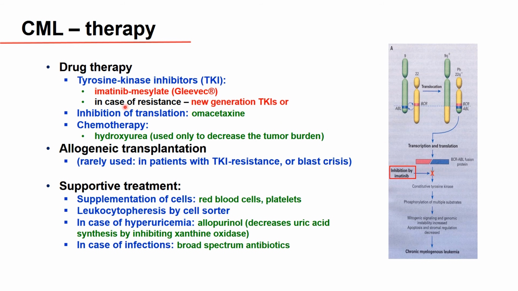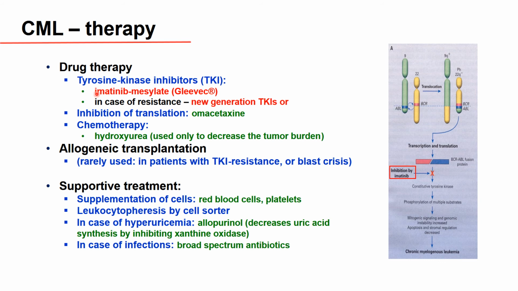And other drugs can be used, for example, the translational inhibitor homoharringtonine can be used, or chemotherapy, hydroxyurea, and usually they use this hydroxyurea to decrease the cell count. This kind of treatment in some patients can be used for a long time, decades, before having any kind of problem.